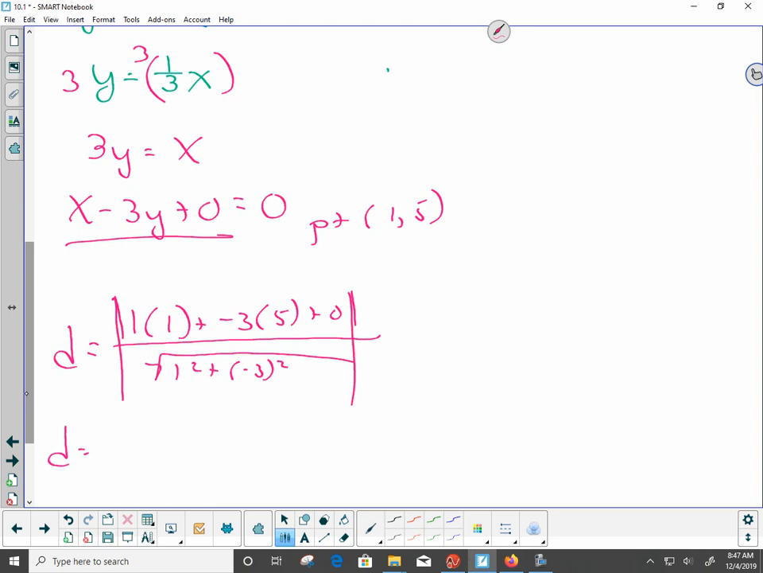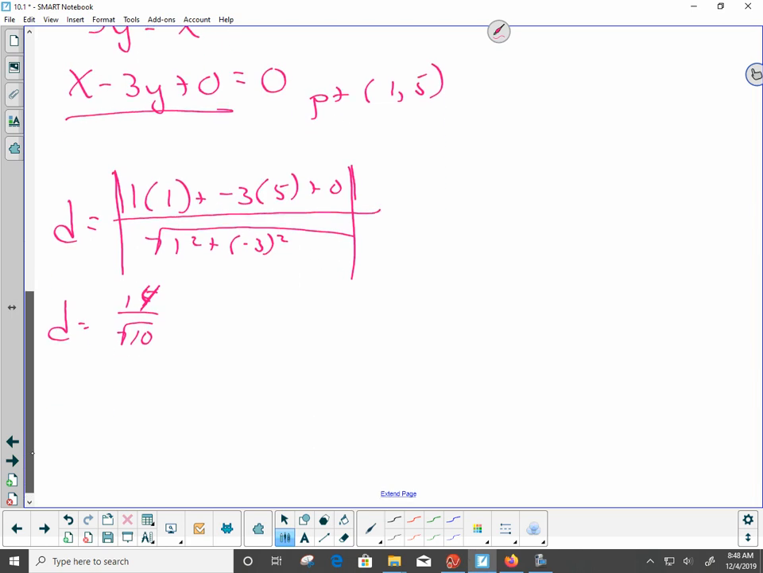This is -15, so I'm just going to write 15. And then the denominator is square root of 10. 14. Oh, 14. Nice. Bad math. I'm going to leave the square root of 10 as the square root of 10 for right now. I'm just going to leave it like that.